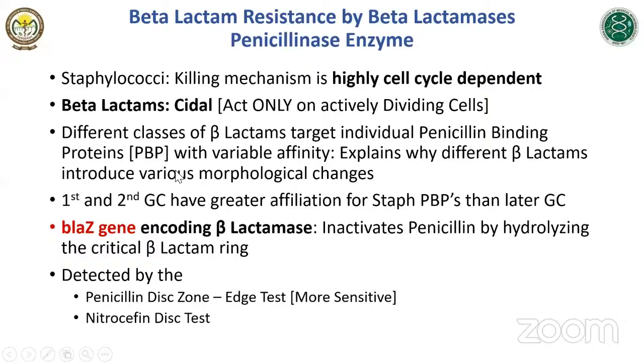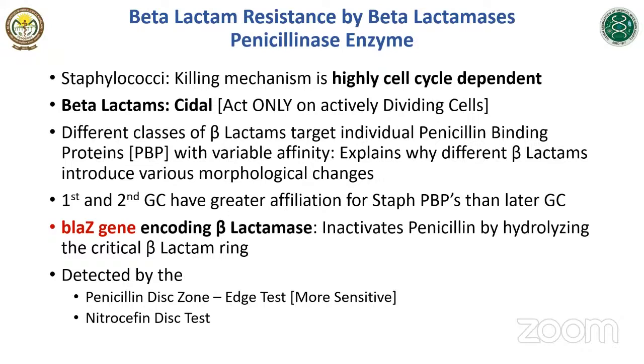We also should know that different classes of beta-lactam agents target individual penicillin binding proteins with different affinities. So there are a lot of variables, and that's the reason why we see a lot of heteroresistance and variable expression of resistance in Staphylococcus aureus. In Staph aureus, the first and second generation cephalosporins have a greater affinity for the staphylococcal penicillin binding proteins as compared to the later generation cephalosporins. The gene primarily responsible for expression of the beta-lactamase enzyme is the blaZ gene, which inactivates penicillin by hydrolyzing the critical beta-lactam ring.